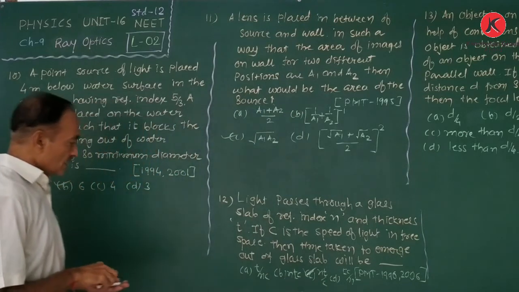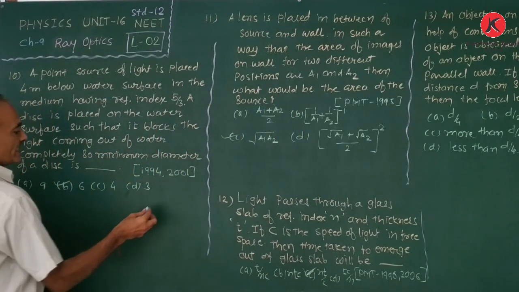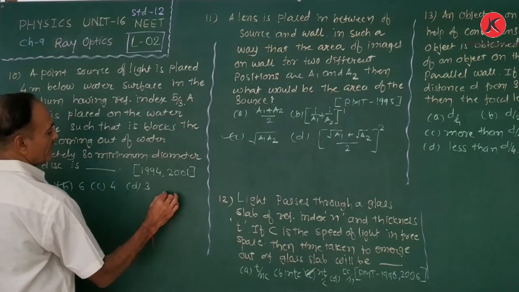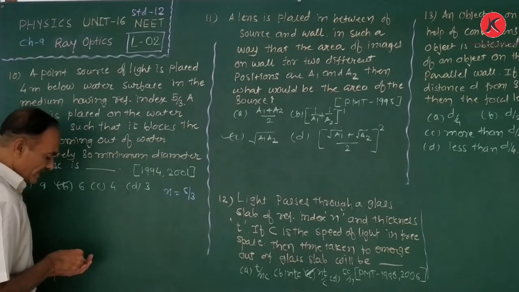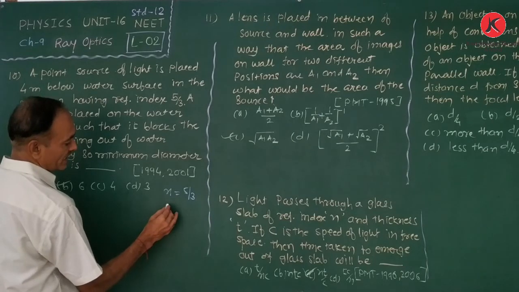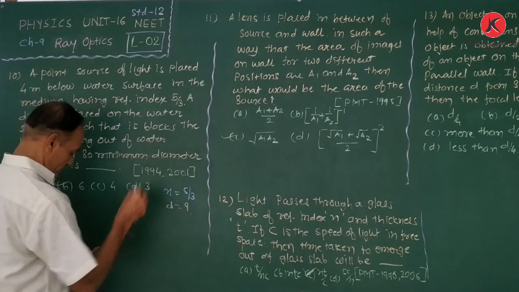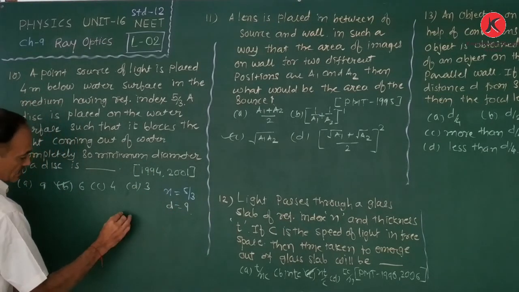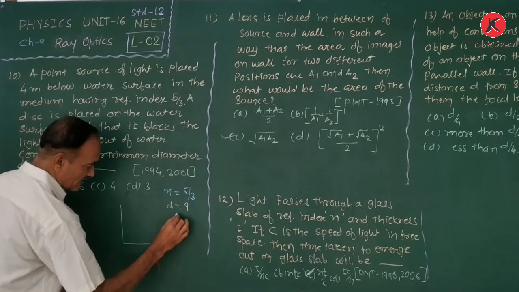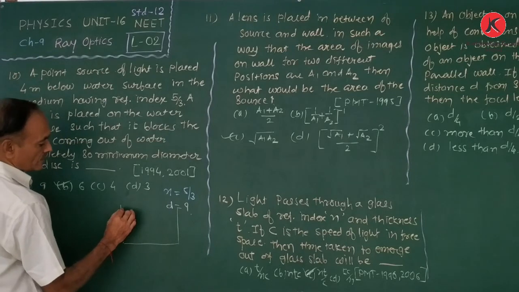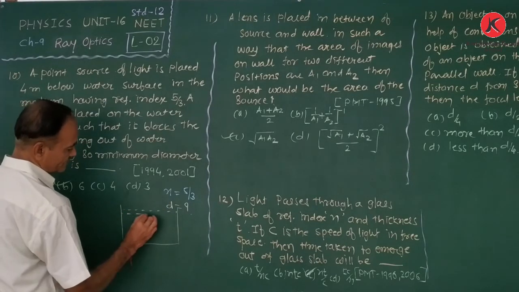Now to explain this, we draw the diagram. First thing here, the refractive index of water is given as 5 by 3. We have to find out the diameter of the disk, D. Our figure becomes like this. There is a container that is filled with water up to this.